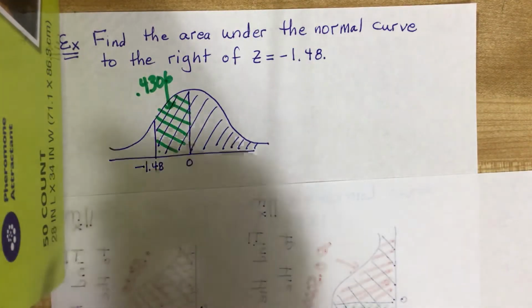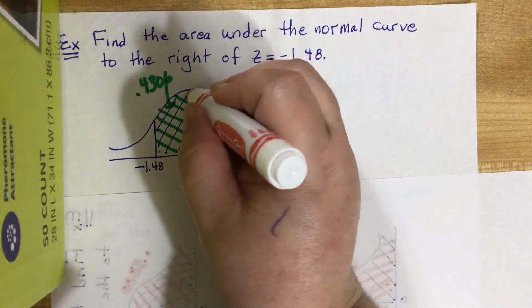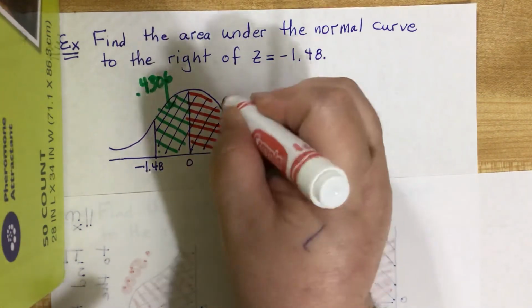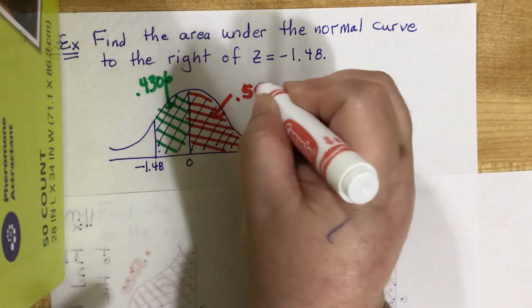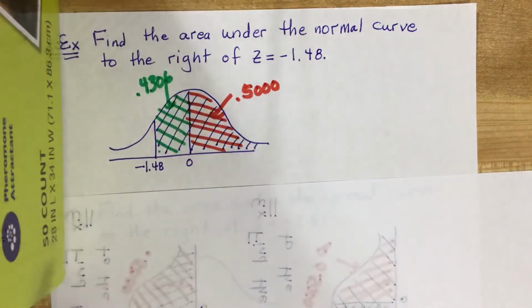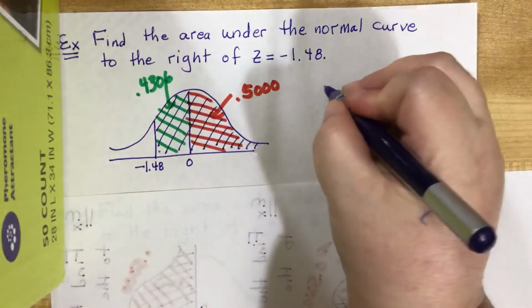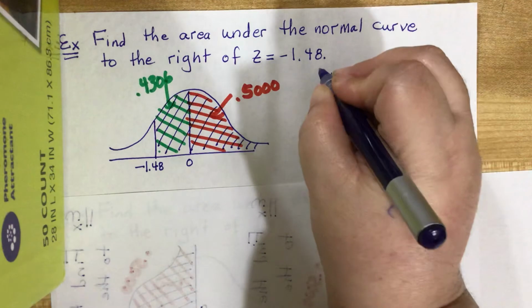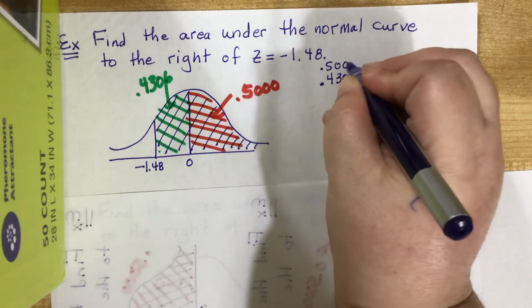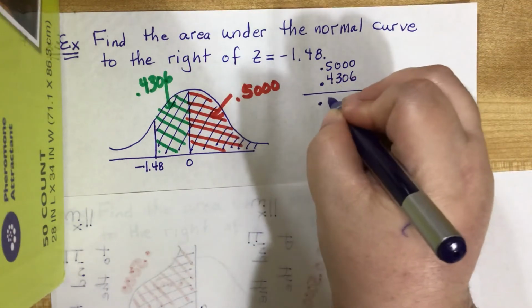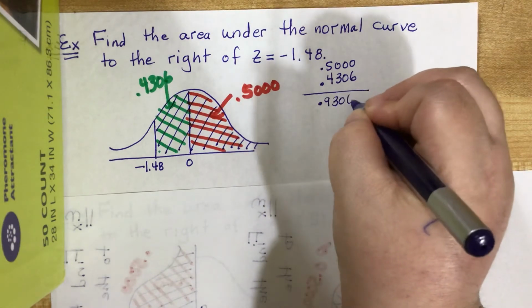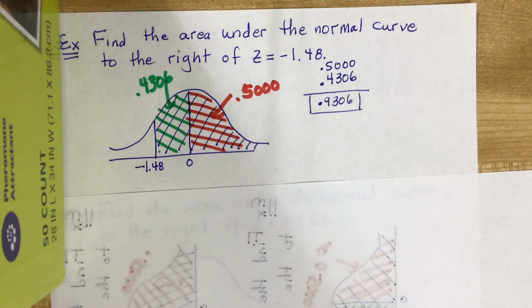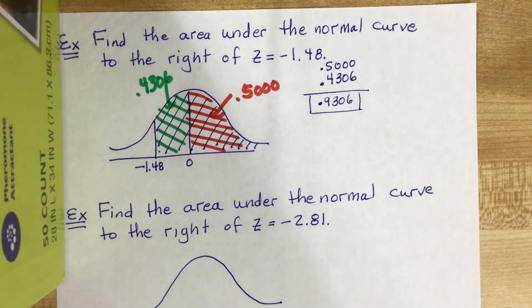And the area to the right of 0 this time is going to be 0.5. So I can add those two things together and get my final answer of 0.9306. And just one more for good measure.